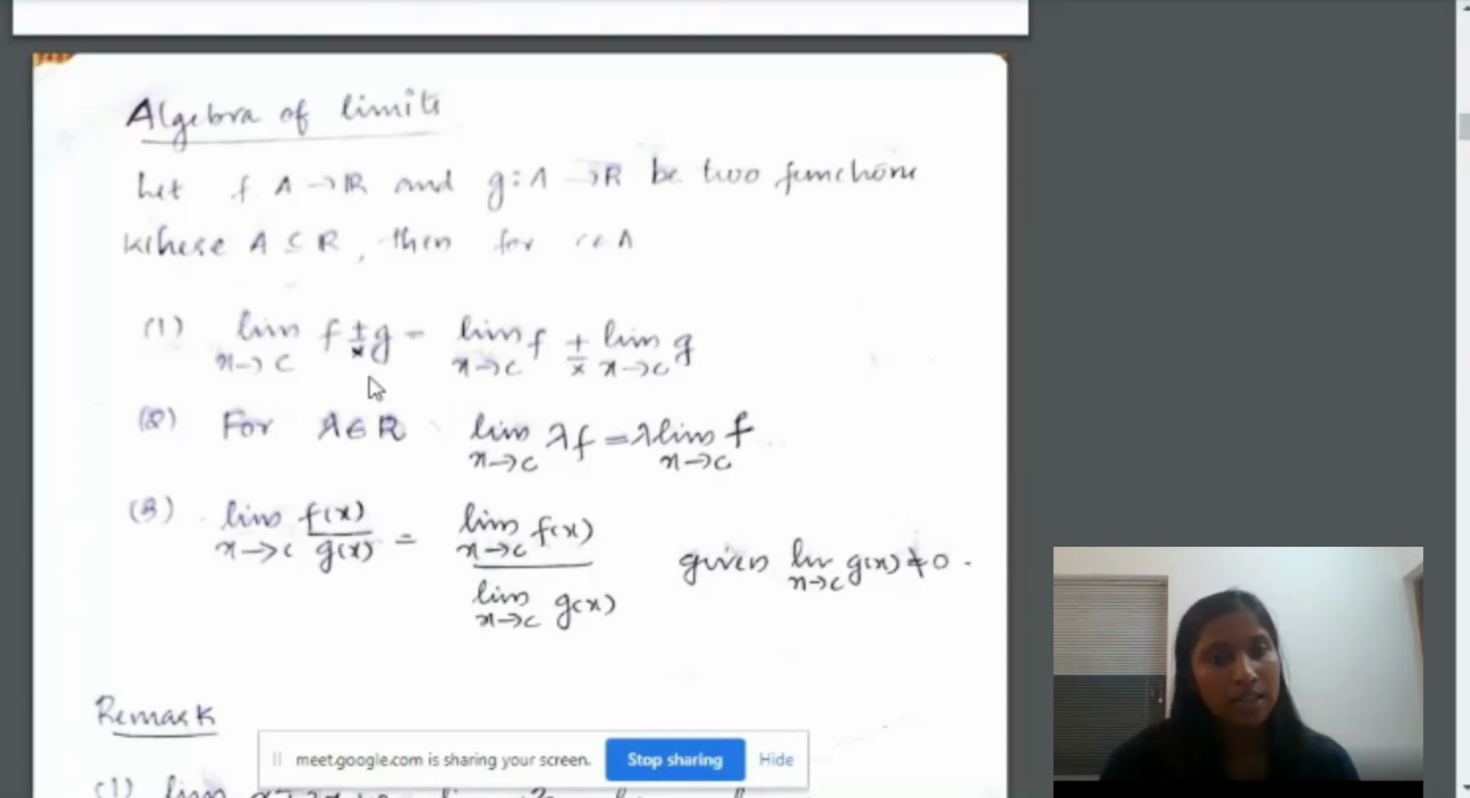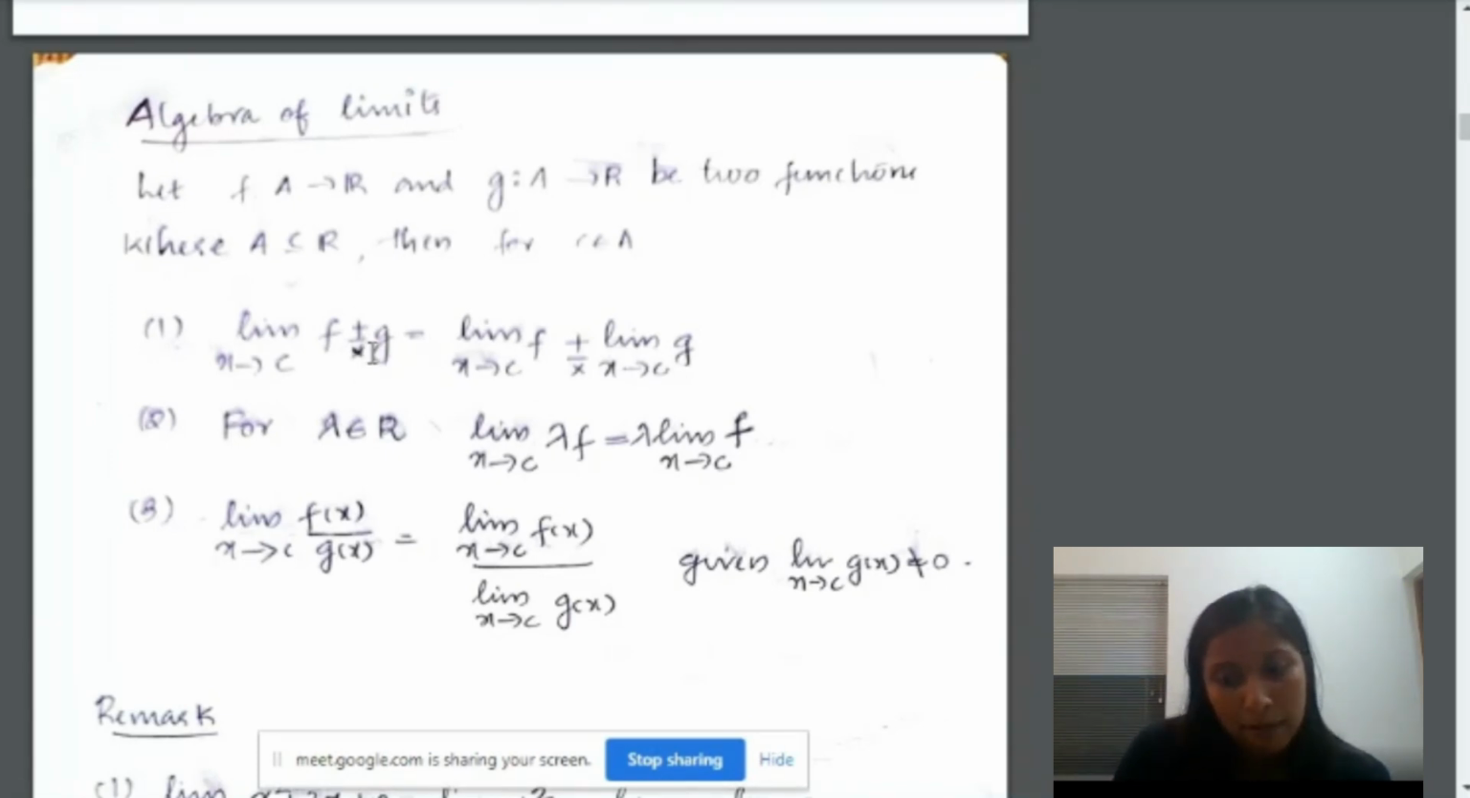Now we look into the algebra of limits, that is, what will be the sum of two limits of functions at a point, or the product or subtraction, and so on. Let f from A to R and g from A to R be two functions whose domains are common, and let c belong to A be a point where the limits of the functions exist. So the result goes like this. If we take f plus g, the limit as x tends to c of f plus g will be the sum of the separate limits. Similarly, the limit as x tends to c of f minus g will be the limit of f at c minus the limit of g at c.